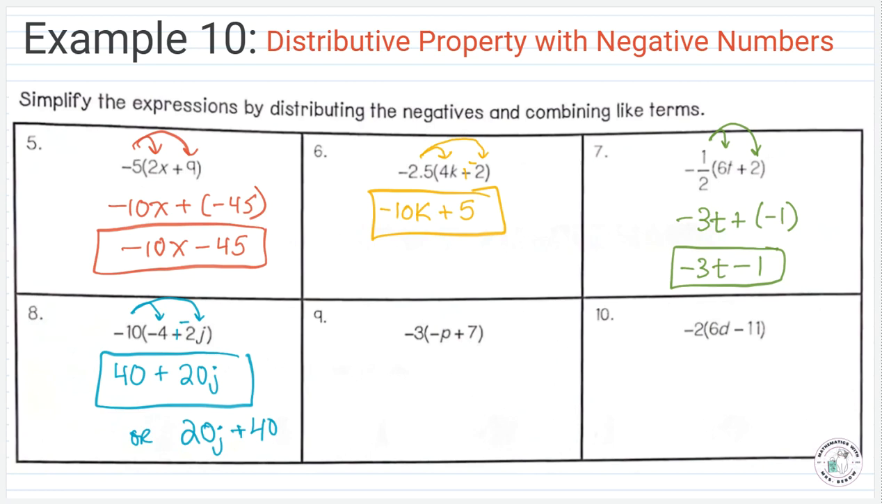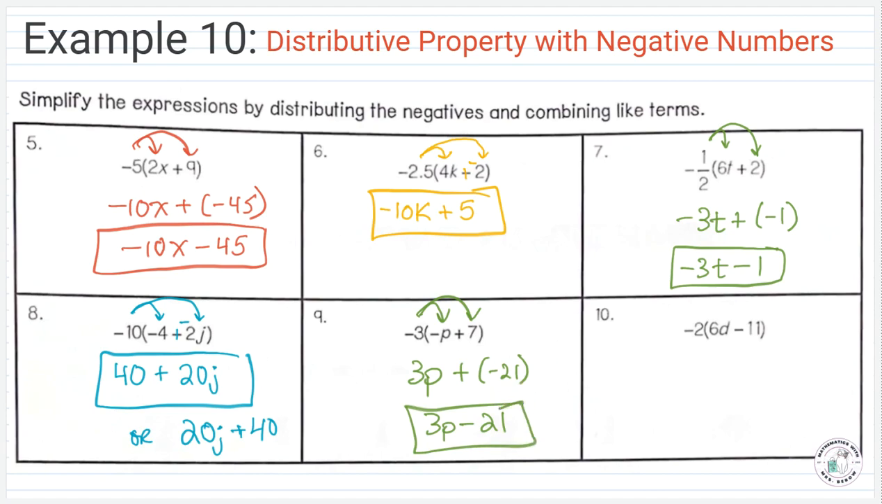Okay, so number 9, we got -3, and then in parentheses, -p plus 7. So again, multiplying. -3 times -p, again, that's a -1. -3 times -1 is going to be a positive 3. And we have our variable on the end there. Bring down my plus sign. -3 times 7 is going to be a -21. And then just cleaning this up. So 3p plus -21, same thing as 3p minus 21.